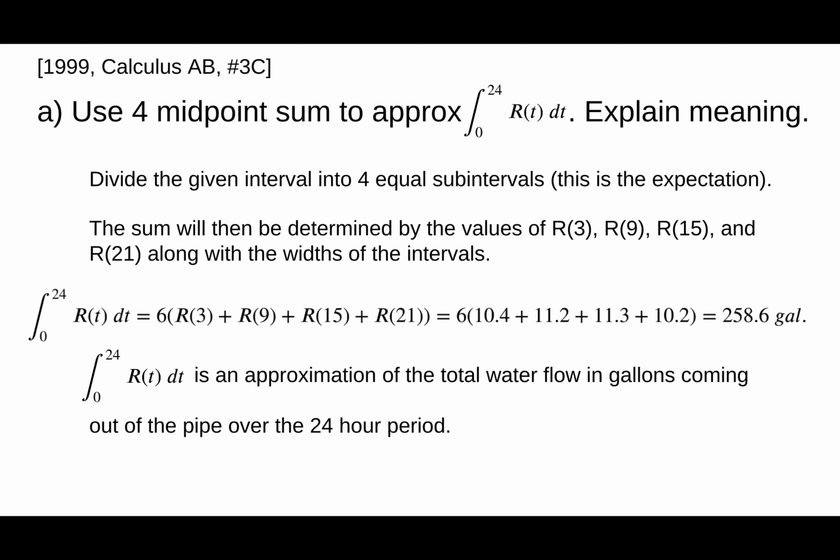And what this means is that the definite integral, the value 258.6 gallons, is an approximation of the total water flow in gallons coming out of the pipe over the 24-hour period.